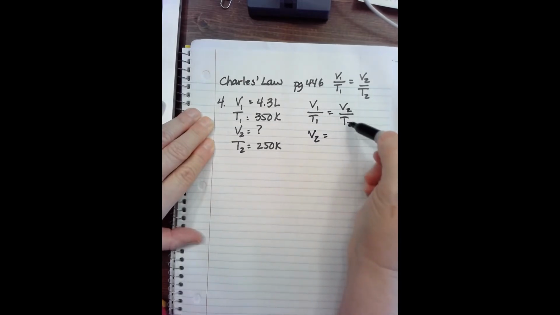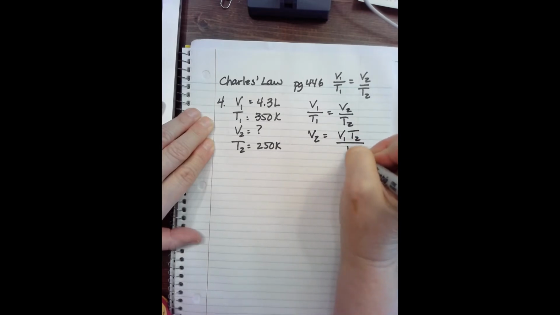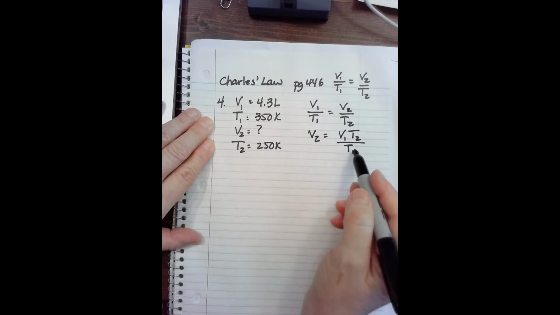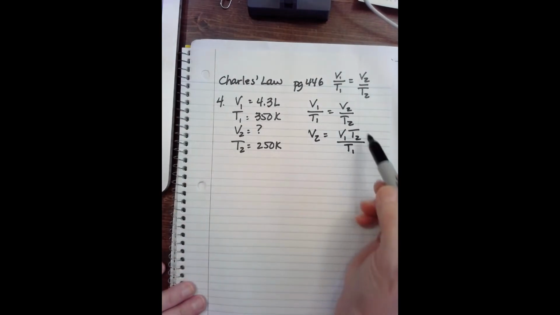So now these two are going to become multipliers. If we send this over, if this is divided by, then it will be V1 T2 over T1. This original divisor, denominator, stays a denominator. Okay? So now this is how we would set it up. So we would fill it in.